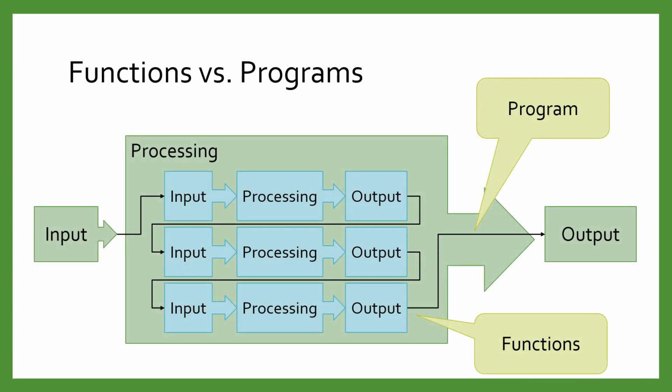A program and a function are similar, but not quite the same. They both have the same input-process-output pattern. However, functions are typically much smaller and are meant to accomplish a single specific task. In fact, most industrial programs are actually just a bunch of functions working together.